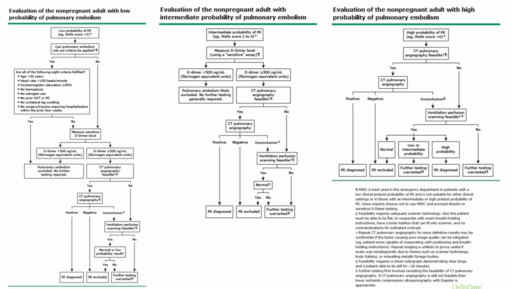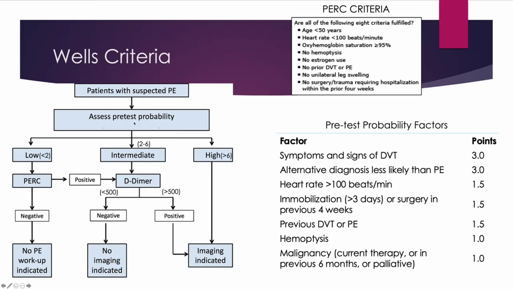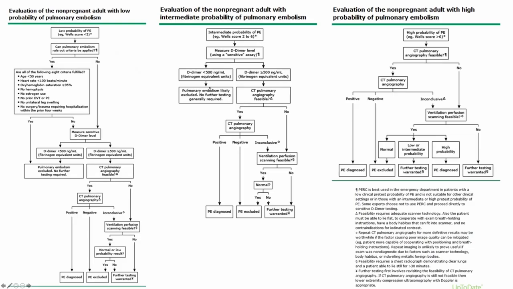All right, so I think we got this. We moved on to this slide. And essentially what this slide does is it further lays out each of these pathways: low, intermediate, and high. And each has its own mini algorithm. This one right here is an evaluation of a non-pregnant patient with low probability.